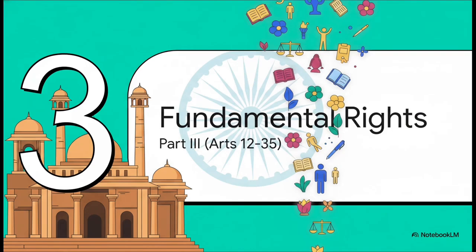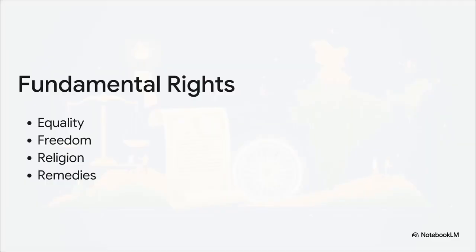Section 3. Your fundamental rights. Covered in Part 3, Articles 12 through 35. If the government framework is the architecture, well, these 6 core categories of fundamental rights, they're essentially the living spaces. They cover everything from equality and freedom to strict protections against exploitation, plus guarantees for religious, cultural, and educational freedom. But perhaps the absolute most vital one is that last one, the right to constitutional remedies under Article 32. This powerful article actually allows citizens to move the Supreme Court directly for the enforcement of these rights. It's basically the ultimate safeguard.